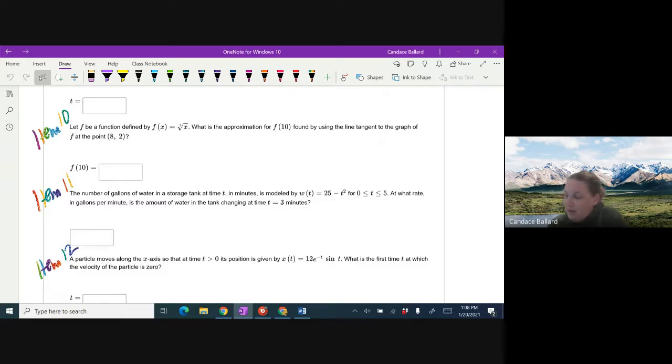Let f be a function defined by f of x equals the cube root of x. What is the approximation for f of 10 found by using the line tangent to the graph of f at the point (8, 2)? So I obviously need to do a tangent line approximation, right? What two things do we need to write the equation of a tangent line? Can you tell me that in the chat? What two things do I need?